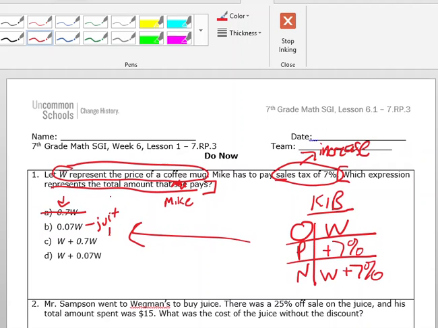Okay, so then here I have W plus 0.7 W. And again, this 0.7 is giving me my 70%. So if I used this, I would get W plus 70%, which would be far higher than what we're paying. So I'm looking here, I have W, this is the price, plus 0.07 times W, 7% of W. So my correct answer here is going to be D. Please make sure that you have this copied down.